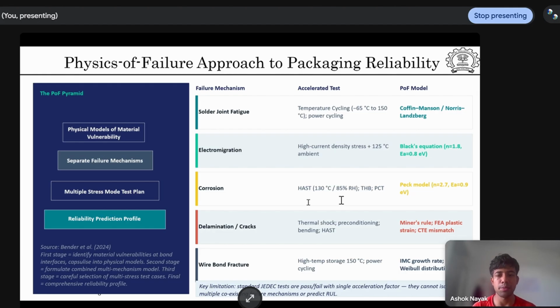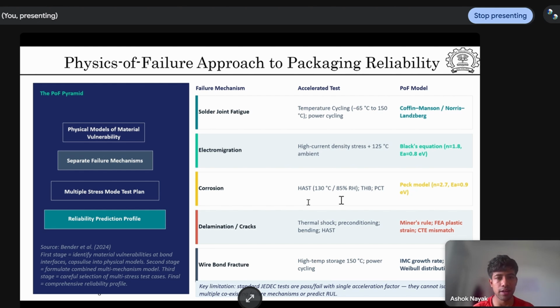Empirically, N is normally taken to be 1.8 and activation energy around 0.8 electron volts. Corrosion is also another important failure mechanism, from moisture, which uses Peck's model and is accelerated by HAST at 130 degrees Celsius and 85% relative humidity. Finally, delamination cracks, which involve CTE mismatch modeled by Miner's rule and FEA plastic strain. Wire bond fracture is also another mechanism that is characterized by IMC growth and heel crack distributions.